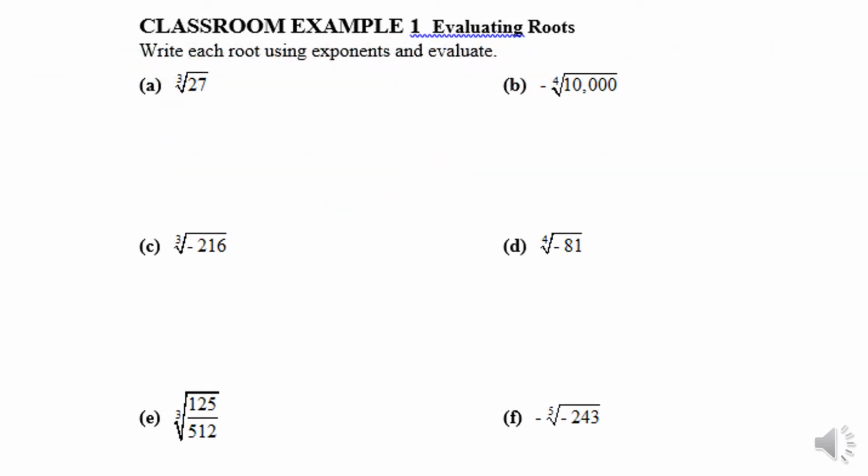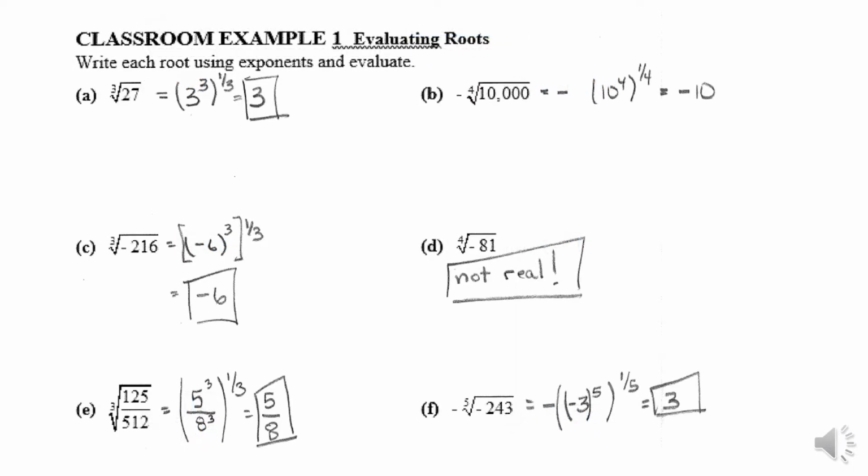Here's a first classroom example. Pause the video, give these a try, and we'll see how you did. Let's see how you did. Note that here there is no real number that you can raise to the 4th power and equal minus 81, so that is not real. We will talk about complex numbers, but not in this chapter. So now the answer should be just not real.